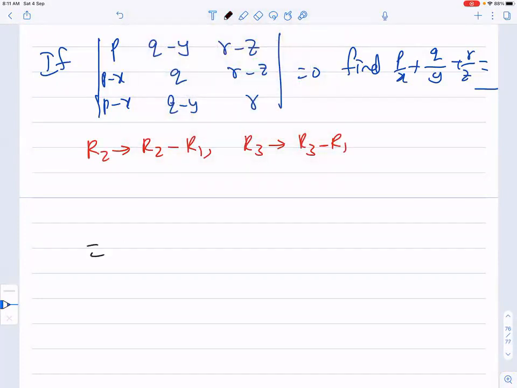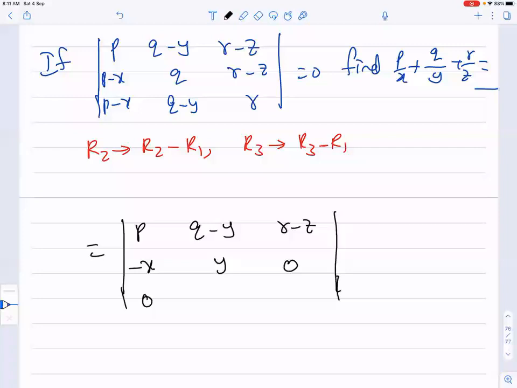What are we going to get? The first row is p, q minus y, r minus z. The second row is minus x, y, 0. Sorry, R3 minus R1, right? This will still be minus x, p will disappear, q minus y minus q minus y gives 0, and r minus z gives z, equal to 0. Correct, students? Now let us expand.